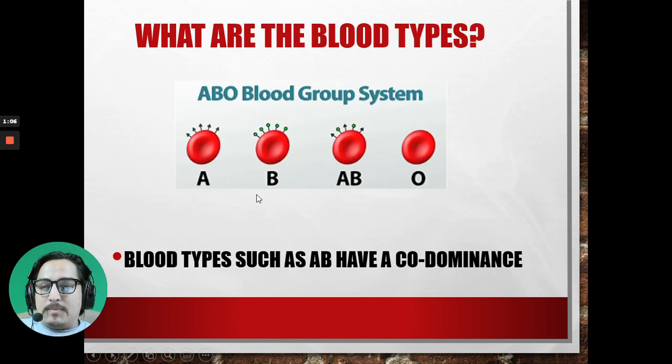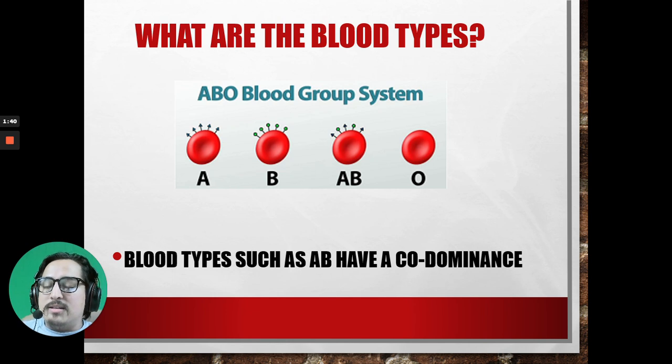Okay, so it says right here, blood types such as AB have codominance. So that means that instead of, for example, before we had black and white, and one was dominant, one was recessive, here it's a little bit different. You have 2 dominants, which is A and B. Both of them are dominant. And then you have 1 recessive, which is O. O is recessive. A and B are dominant. So what happens when you put 2 dominants together? Neither one is going to win. They both win. So that means that you get a new blood type, which is called AB.